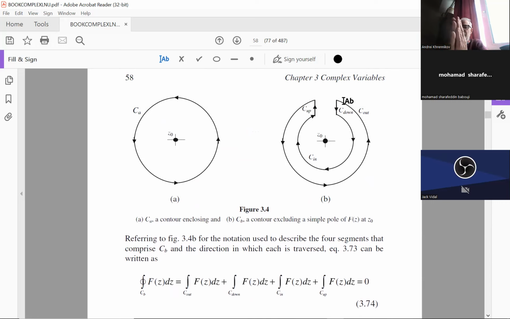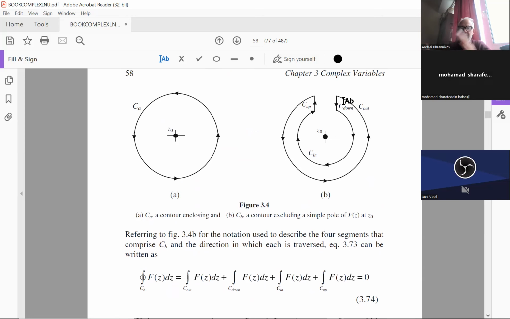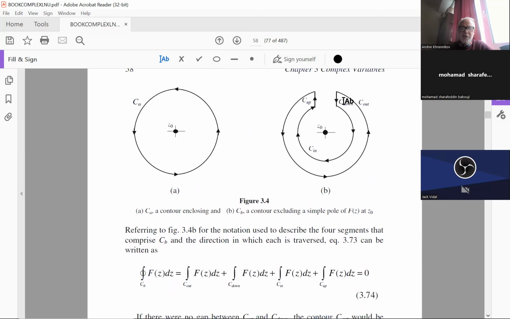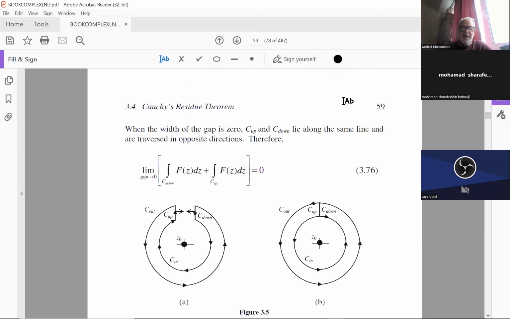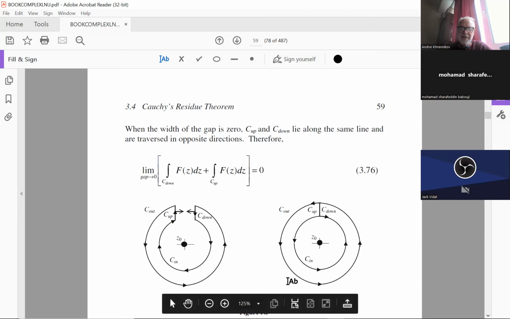It is 0 up to the gap disappearing. And when the gap disappeared, they compensate each other and they disappear. And we get what we dreamed of, to reduce to what we considered at the beginning, the integral over a small circle. So this disappeared, and we get that this integral is equal to this integral.